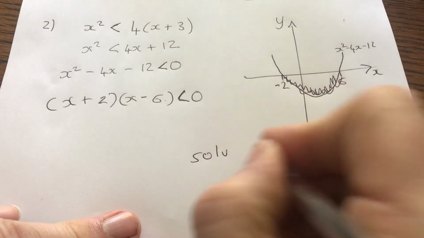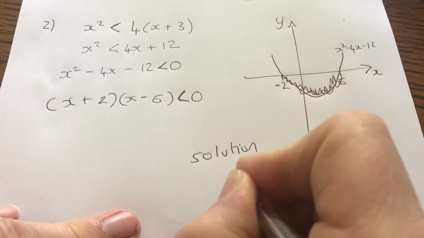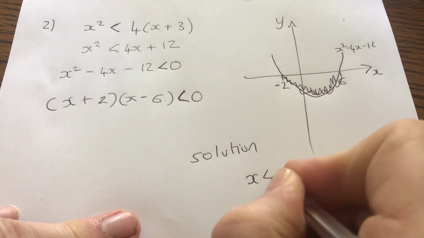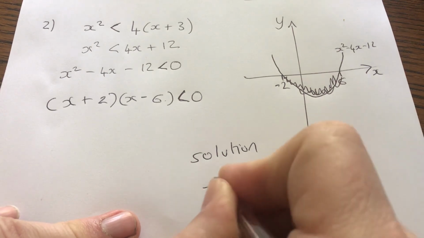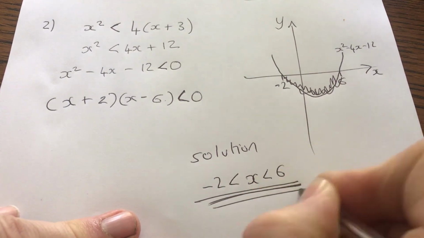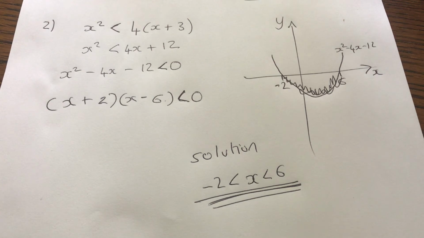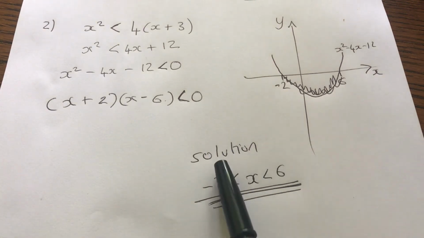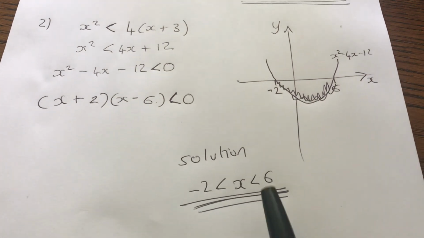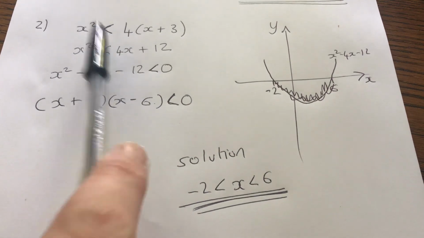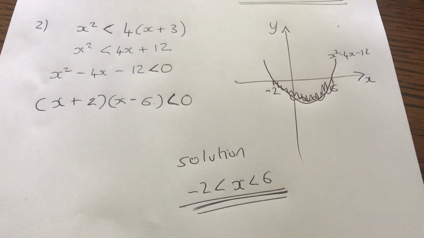So your solution is x is less than 6 but greater than negative 2. And that shows you the range of values that satisfy this original quadratic inequality.